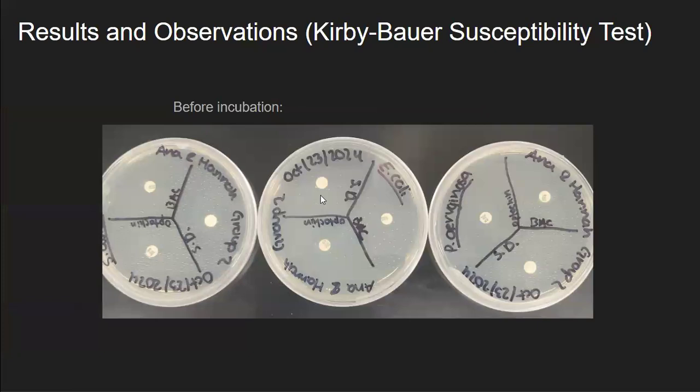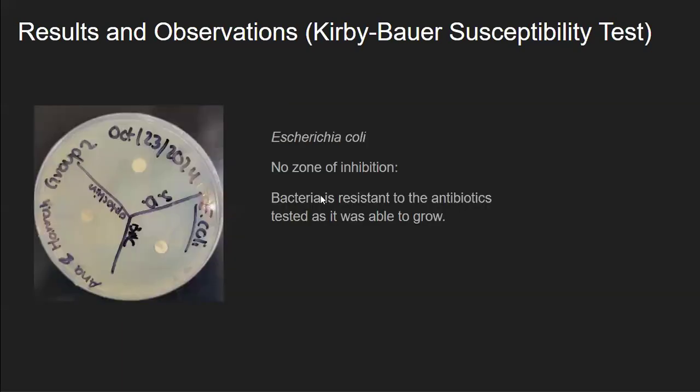Results and observations for the Kirby-Bauer susceptibility test. This image was before the incubation, and this was the image of Escherichia coli after the incubation. No zone of inhibition, which means that the bacteria is resistant to the antibiotics tested as it was able to grow.